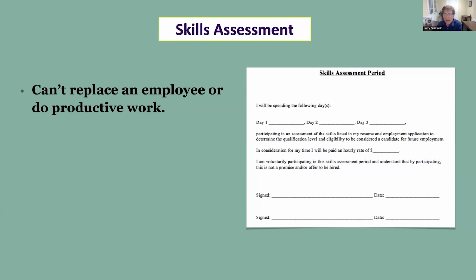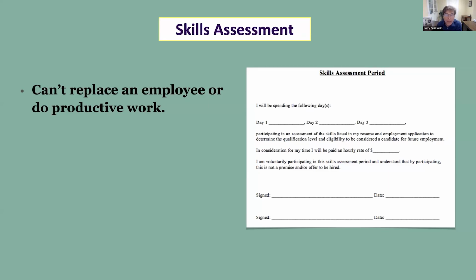So when you bring somebody else in for a skills assessment period, it can't replace an employee. So you can't treat them like a temporary, and they can't be doing productive work if they're just observing. But I will tell you, in my wife's office, if they have to answer the phone, we say, sit here. We'll show you how we want you to do this, and we let them answer the phone. So we actually let them work in the office, and because of it, we do compensate them. We tell them, in consideration for your time, we negotiate an hourly rate for everybody who's doing a skills assessment.